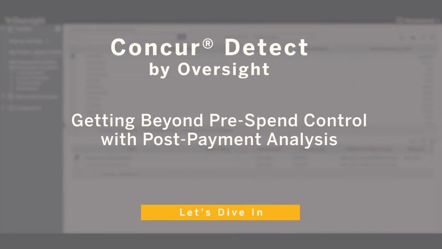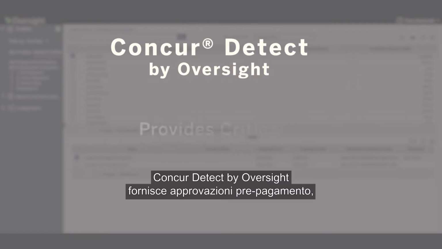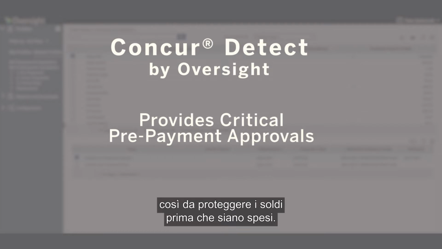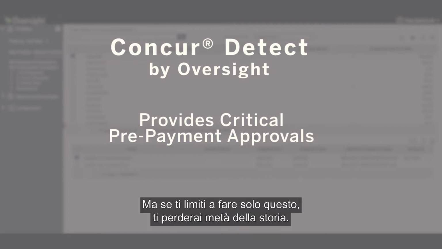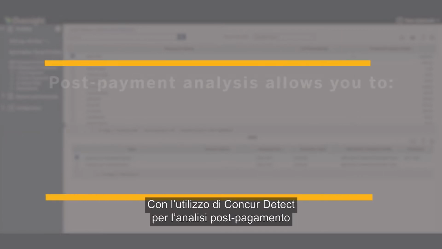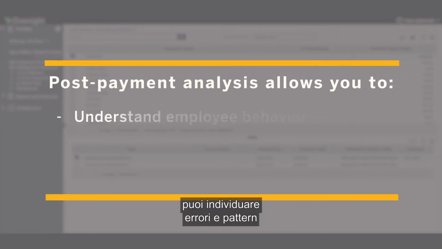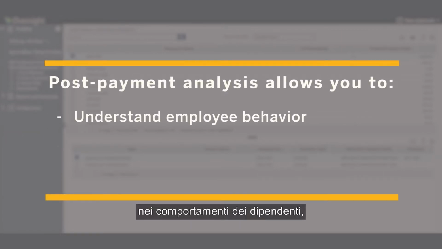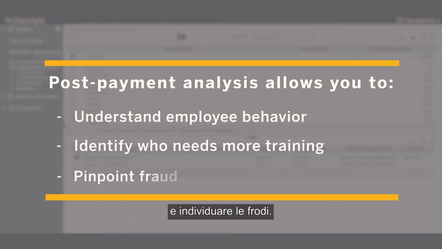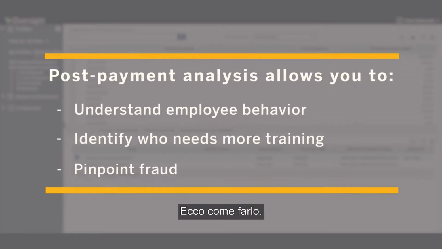Let's dive in. Concur Detect by Oversight provides critical prepayment approvals, so you can protect your cash before it's gone. But if that's all you do, you'll miss half the story. Using Concur Detect for post-payment analysis allows you to spot mistakes and patterns in employee behavior, identify when a team may need more training, and pinpoint fraud. Here's how to get it done.